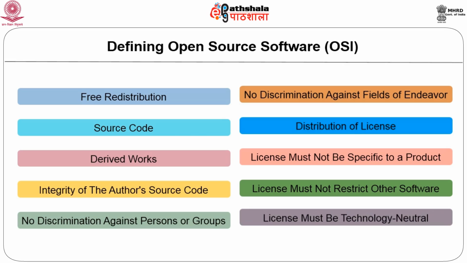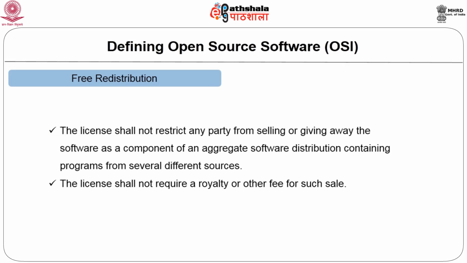As in the first point, when we say free redistribution, it means the license shall not restrict any party from selling or giving away the software as a component of an aggregate software distribution containing programs from several different sources. Here there is a term license. Now, let us see what a license is.